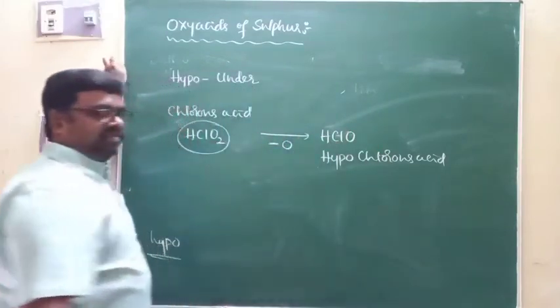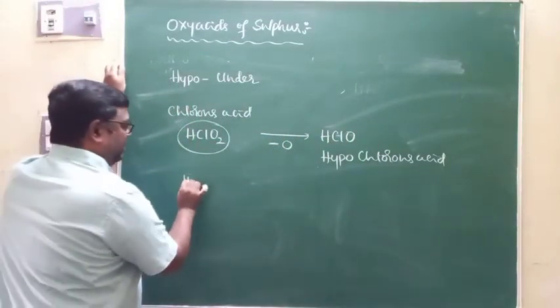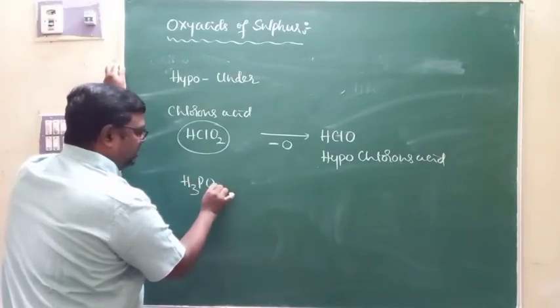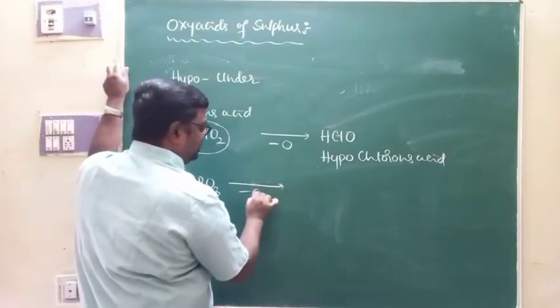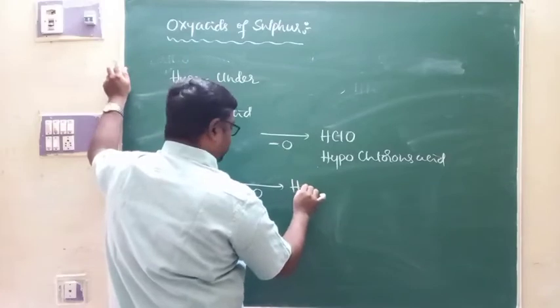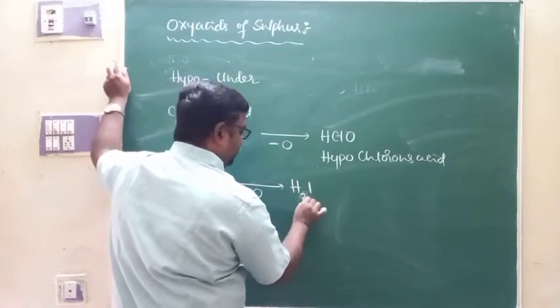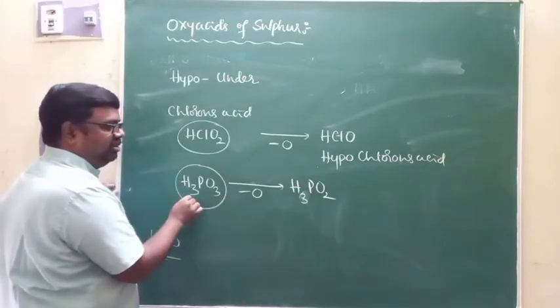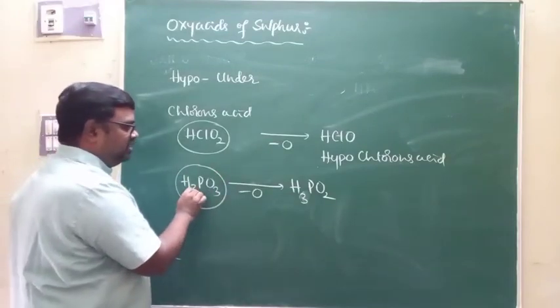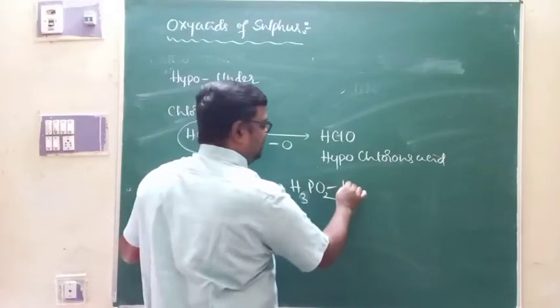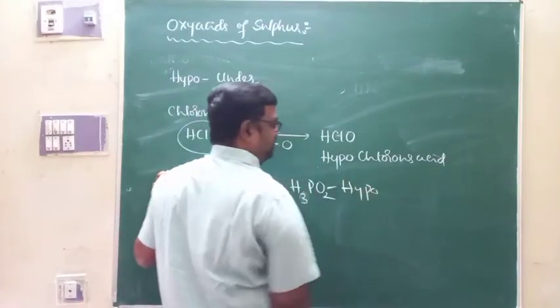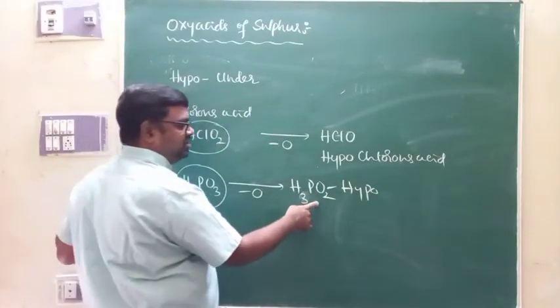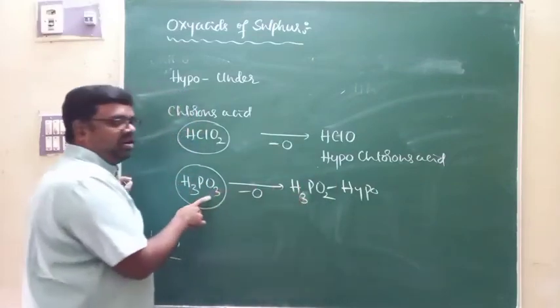ಓಕೆನಾ? ಹಾಗೆ ನೋಡಿ ನಿಮಗೆ ಗೊತ್ತಿದೆ H3PO3 ಇದೆ, ಹೌದಾ, ಇದು ಫಾಸ್ಫರಸ್ ಆಸಿಡ್. ಇದರಿಂದ ಒಂದು ಆಕ್ಸಿಜನ್ ತೆಗೆದ್ಬಿಡಿ, ಅವಾಗ H3PO2 ಬರ್ತದೆ. ಇದು H3PO3 ಫಾಸ್ಫರಸ್ ಆಸಿಡ್, ಆರ್ಥೋಫಾಸ್ಫರಸ್ ಆಸಿಡ್. ಇದರಿಂದ ಒಂದು ಆಕ್ಸಿಜನ್ ತೆಗೆದ್ಬಿಟ್ರೆ H3PO2, hypophosphorus acid. This is a phosphorus acid obtained by removing one oxygen from this.